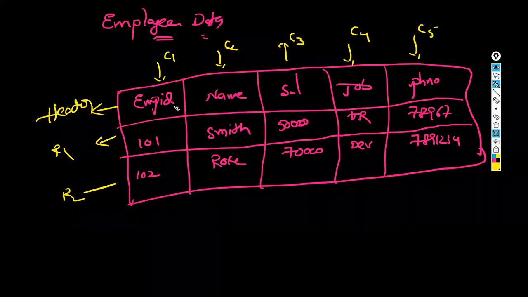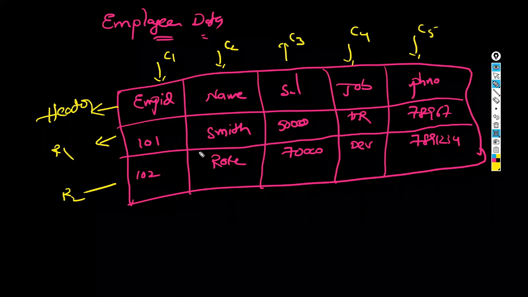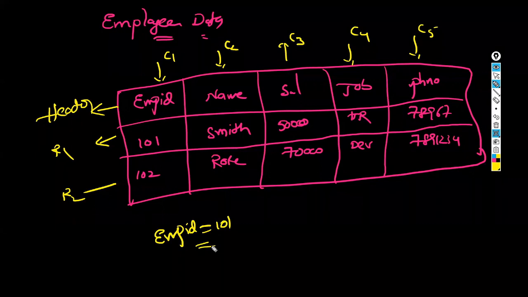Can anyone tell me why we are converting the data into the form of rows and columns? Is there any separate reason? Let us say I want to display all the details that belong to employee ID 101. Then which one do I need to select? R1 or R2, or C1, C2 or C3? R1. That means you're good.